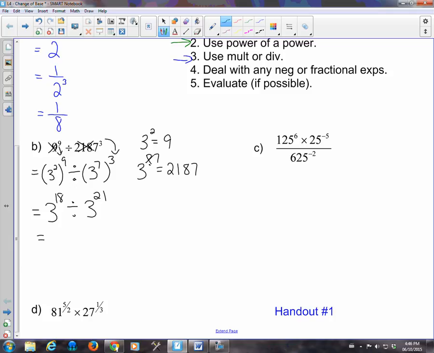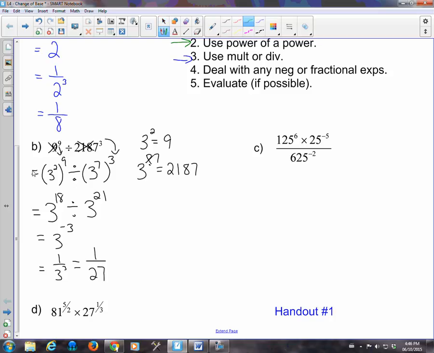And now I can use my division rule, keep my base, and subtract my exponent. It's negative 3. Finally, if there's a negative exponent, flip the base and make the exponent positive. And I finally get my answer, 1 over 27. So remember, if you have a really large number, use the other number as a hint, because you want the same base.